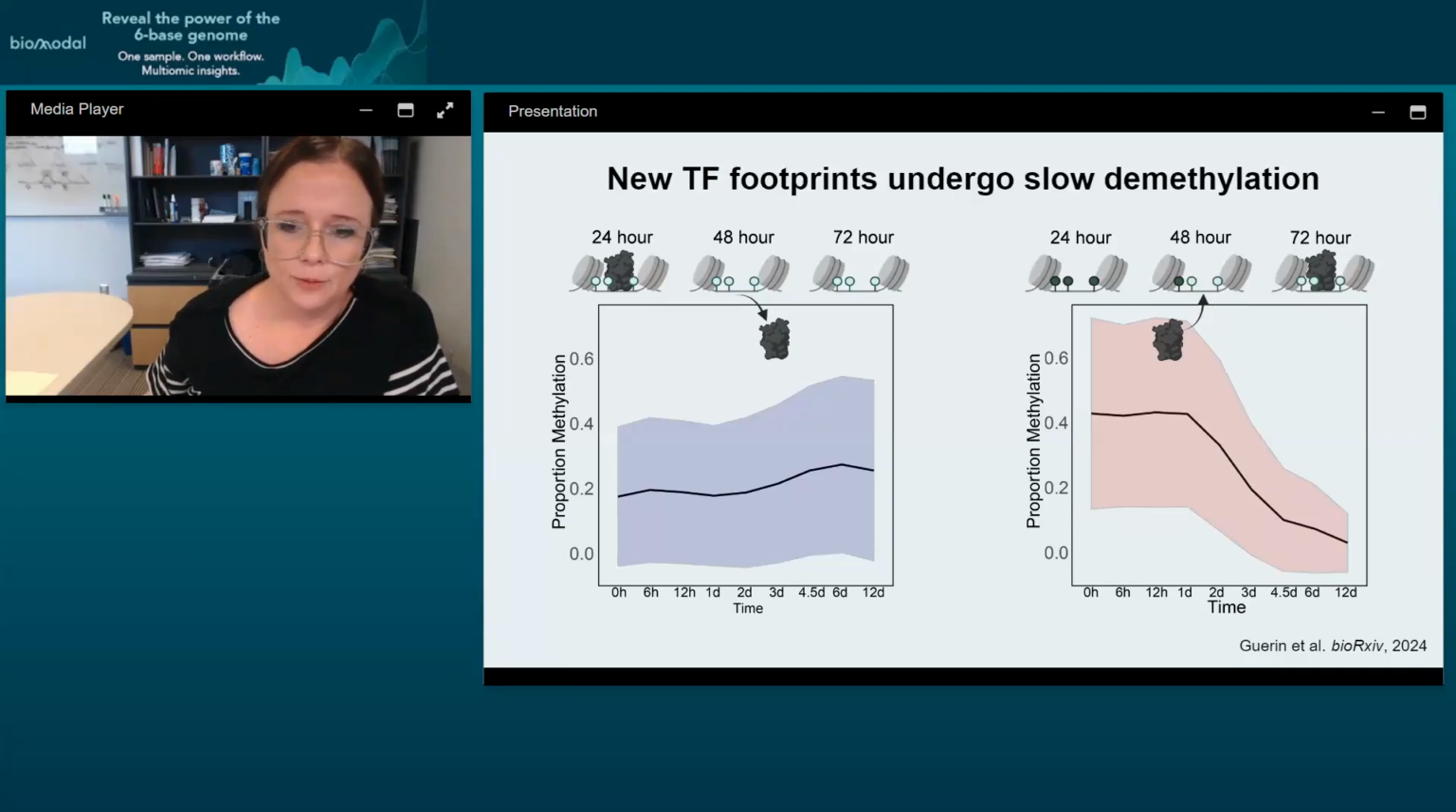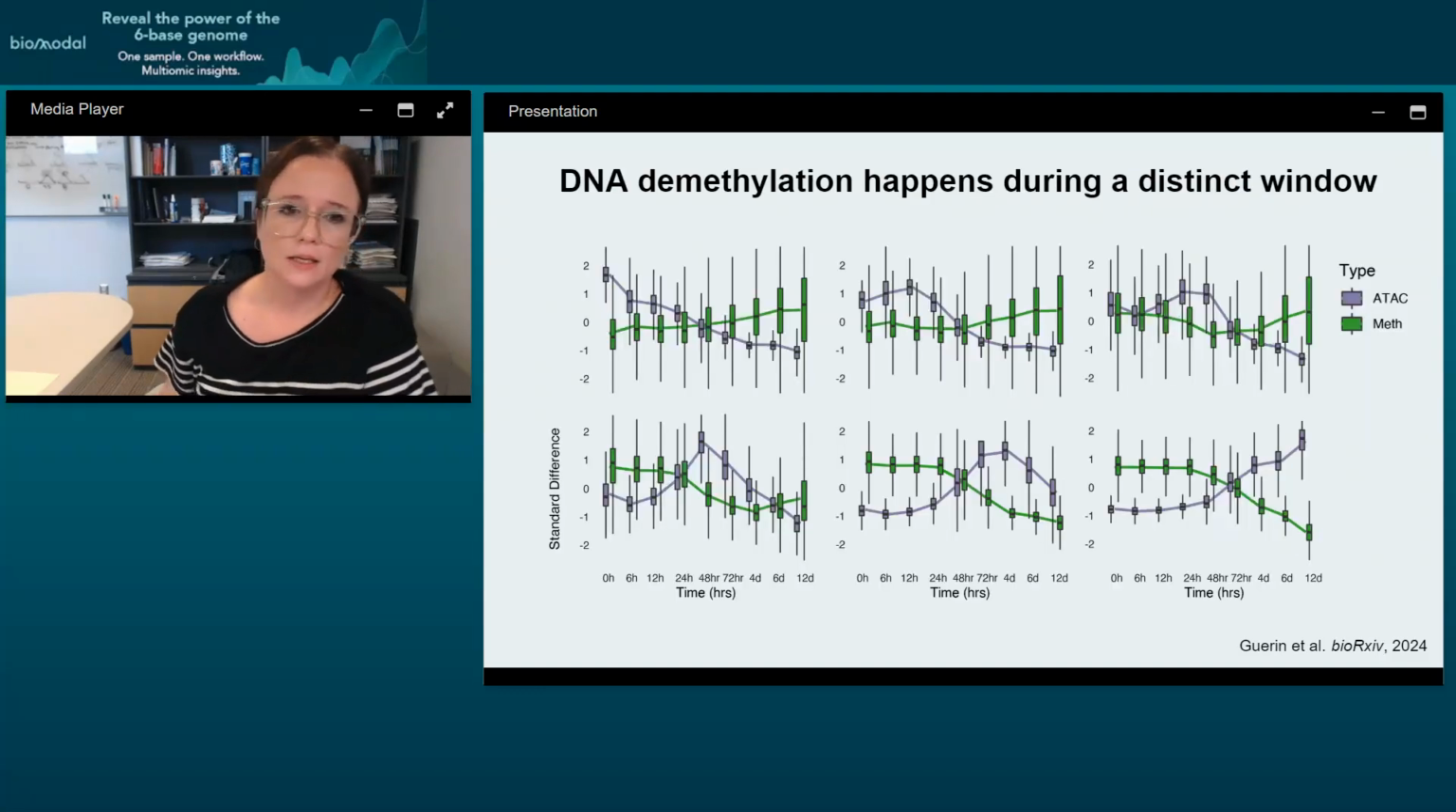Whereas if we look at regions that gain a footprint at 48 hours, we see that they do indeed undergo demethylation, but the methylation isn't really completely removed until after this TF binding event. So they undergo what seems to be a slow demethylation process.